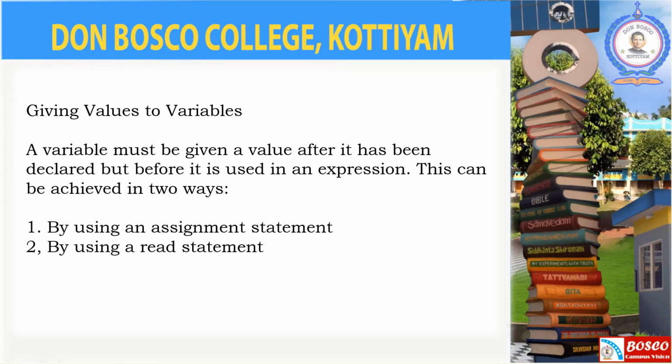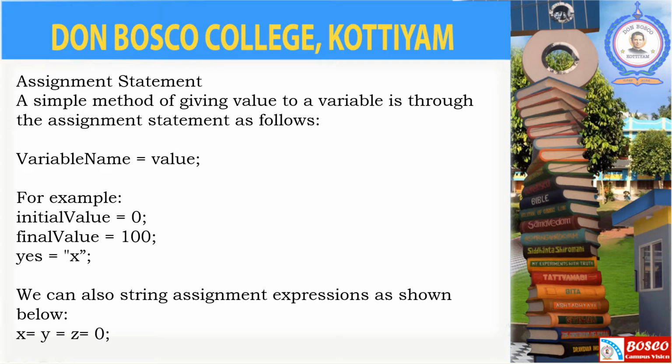Next is giving values to the variables. There are two ways we can give values to the variables. The first one is through the assignment statement, and the next is the reading statement, that is, reading the values from the keyboard. So we can check how values can be assigned to a variable. Giving values using an assignment statement.